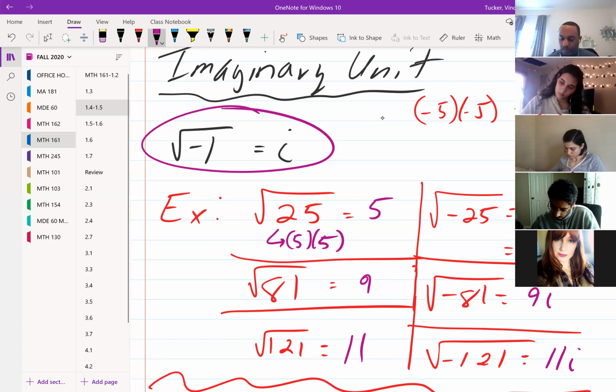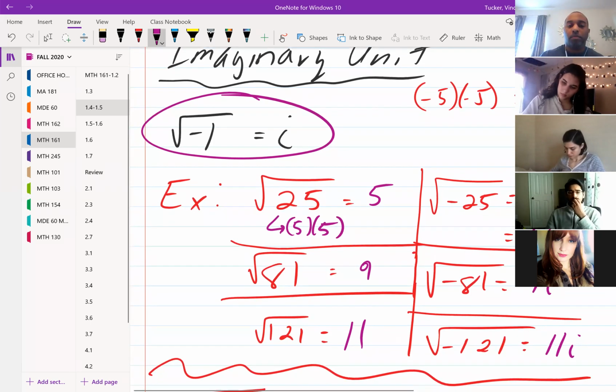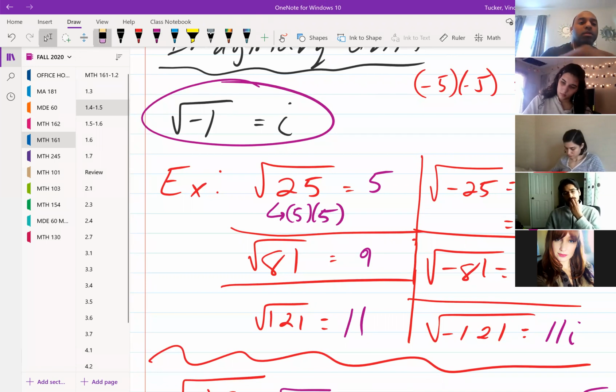All right, make sure we are good before we go to the next piece. Whenever you have a negative under the radical, an i should be somewhere to represent that occurrence.